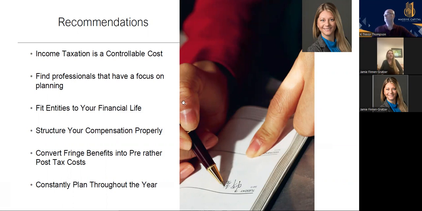Make sure you fit entities in your financial life. And as I said, it's no cookie cutter model. It really is dependent on your personal situation and what your short and long-term goals are. And again, I can't hit on this enough. Make sure that you constantly plan throughout the year, because that's really where we get the most bang for our buck, is making sure that there aren't any huge tax surprises and that we are able to control that throughout the year.